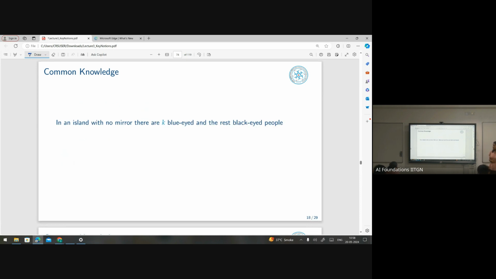So let's see if you are able to figure this puzzle out. This is based on common knowledge. I think most of you have already seen it online before, but for those of you who have not: in an island with no mirror, no water bodies and nothing, I basically don't know what my own eye color is. With no mirror, there are K blue-eyed people and the rest are black-eyed.